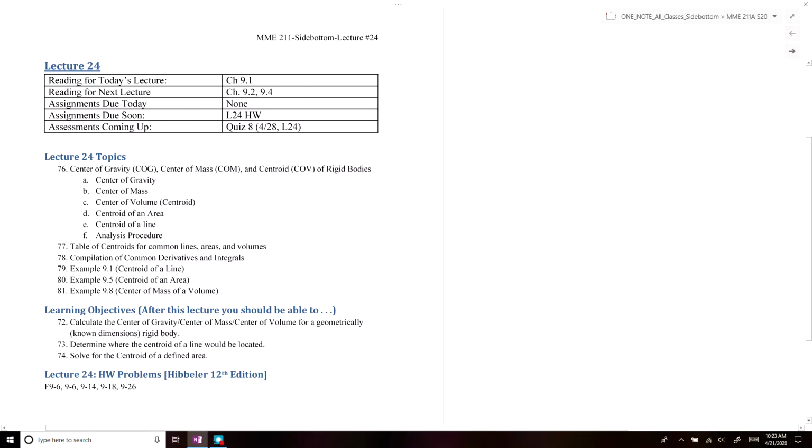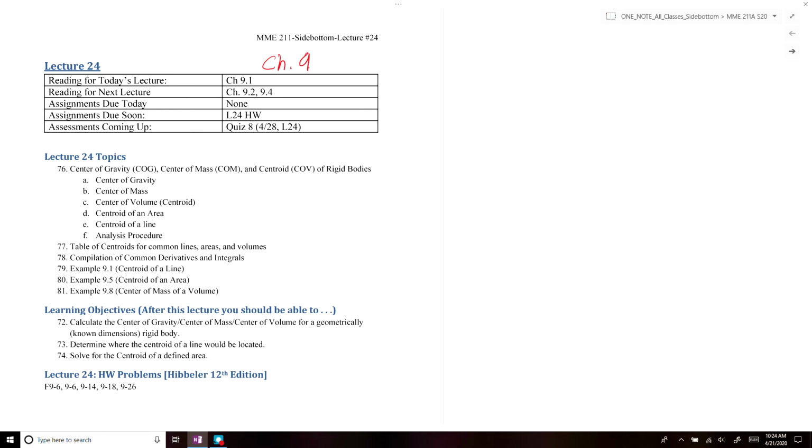So in this lecture, we're going to talk about centroids and center of volume. We're moving into chapter 9 of our book. For centroids, we're going to talk about center of gravity, center of mass, and center of volume. So what's the difference between those three things? I'll give some mathematical definitions of the center of gravity, center of mass, and center of volume.